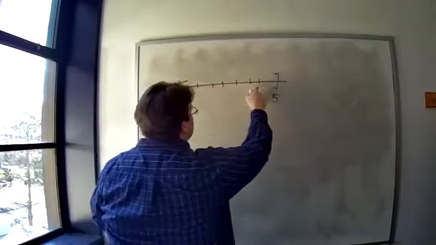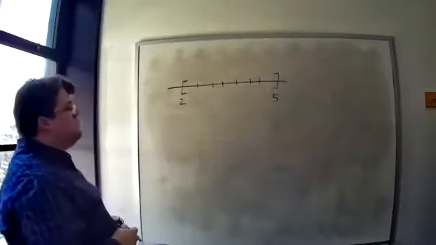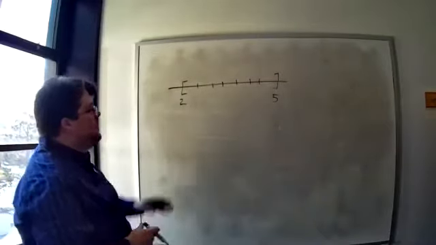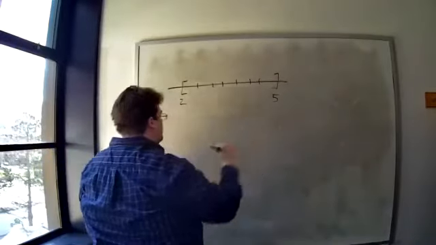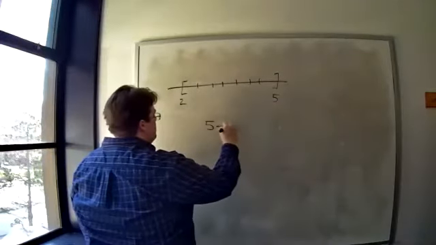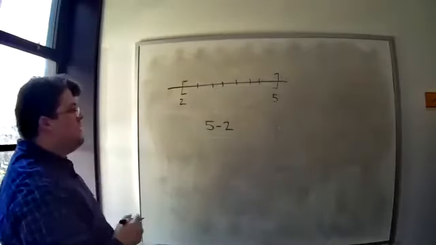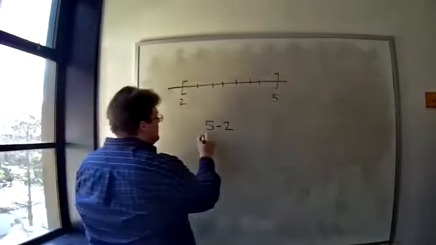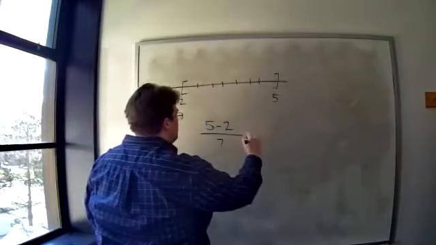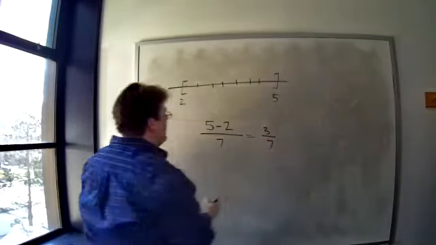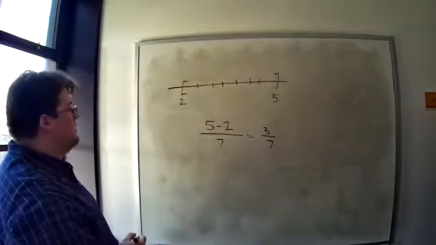1, 2, 3, 4, 5, 6, 7. But to do this, we need to find these x values. And how are we going to find them? Well, we have this interval 2 to 5, which has length 3, that's 5 minus 2. We're dividing it into 7 pieces. So each of these subintervals will have length 3/7.